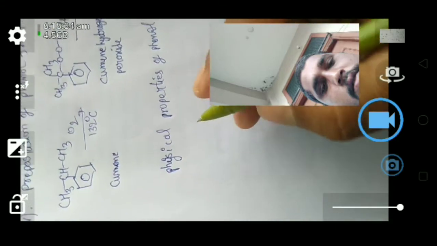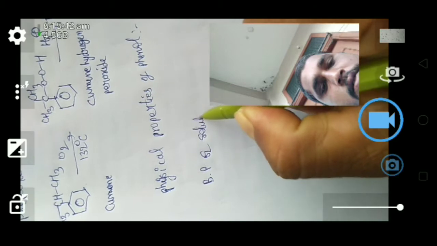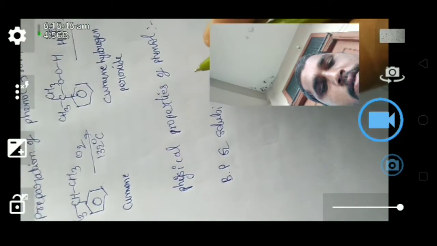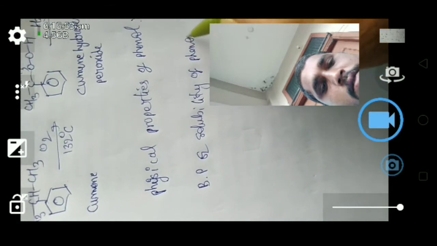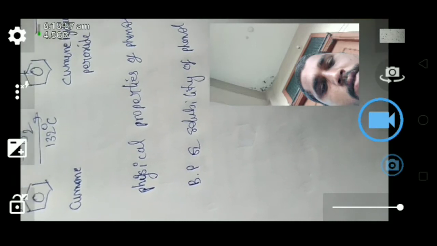Physical properties of phenol. Here, generally, the boiling point and solubility of phenol are greater than those of its ether. Here we will see one example. This is phenol, and this is anisole.